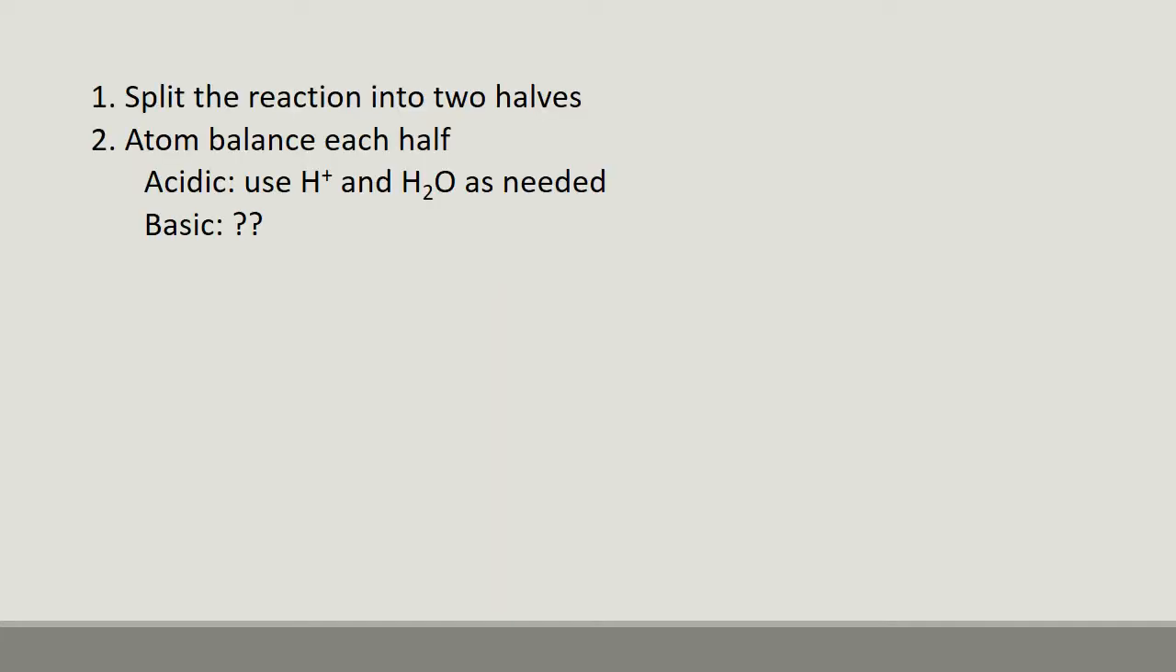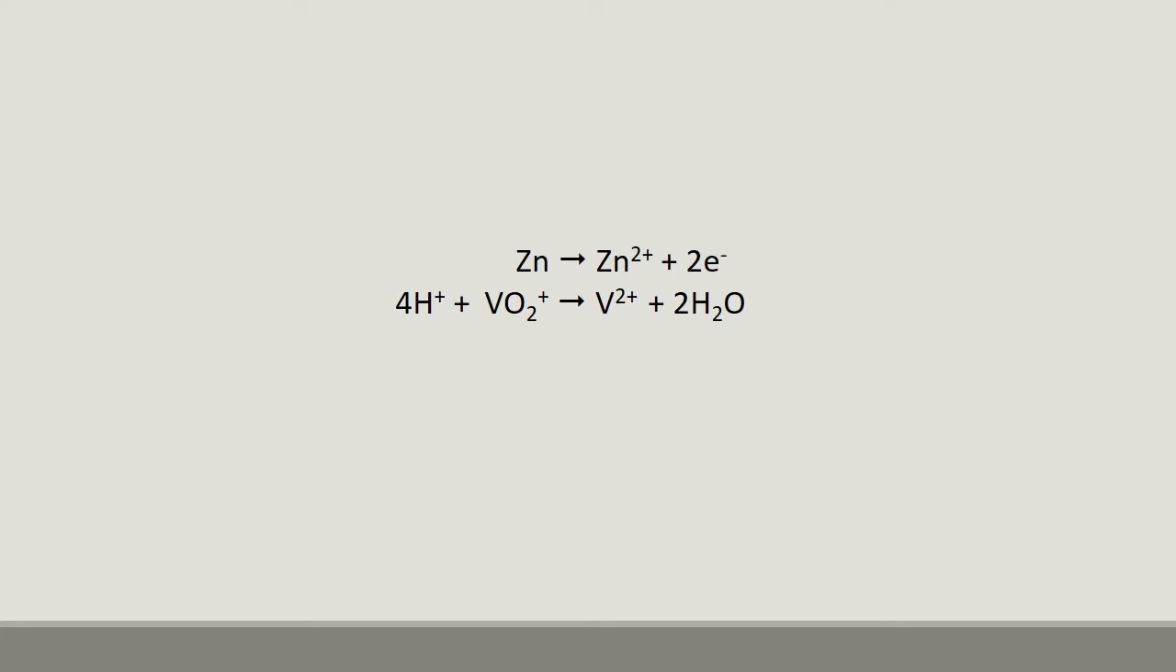Once you're atom balanced, you'll want to charge balance each half using electrons, like we did earlier with the copper and silver example. For the zinc half, we can add 2 electrons on the right side so that both sides have a total charge of 0. With the vanadium half, the total charge is +5 on the left and +2 on the right. So if we add 3 electrons to the left side, that'll bring its net charge down to +2.